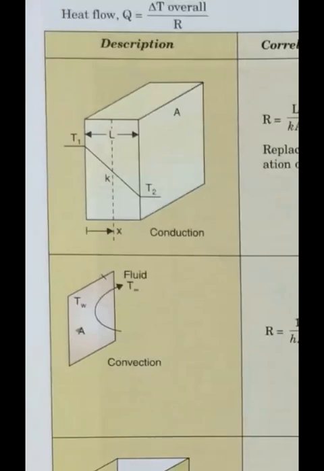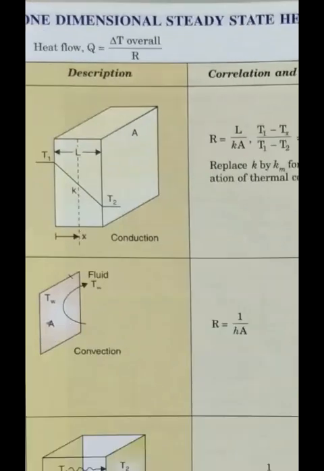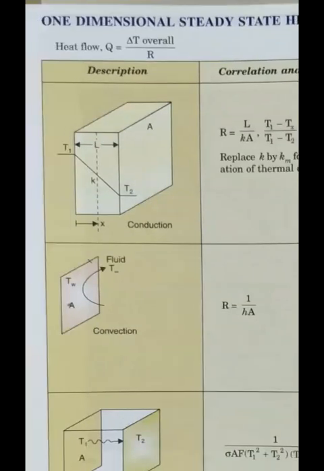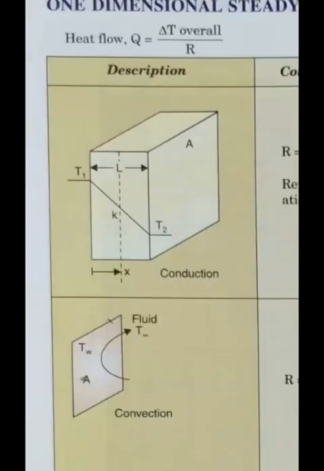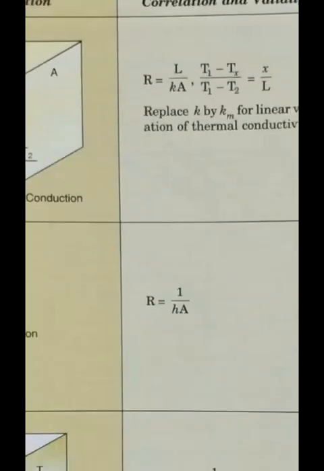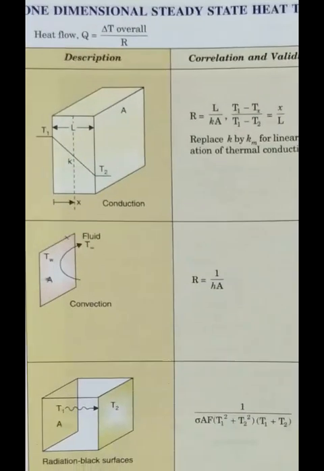So what will be the delta T? Delta T will be Tw minus T infinity. Substitute that value of delta T over here, Tw minus T infinity. And what is the value of R? The R value is already given here: 1 divided by HA. This is the resistance offered. This is for convection, right?